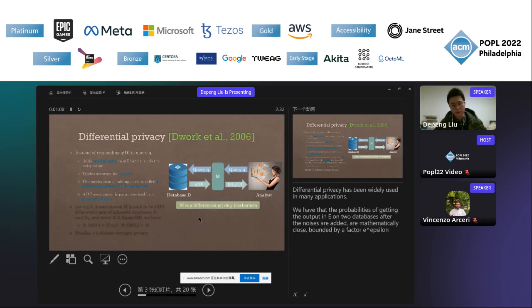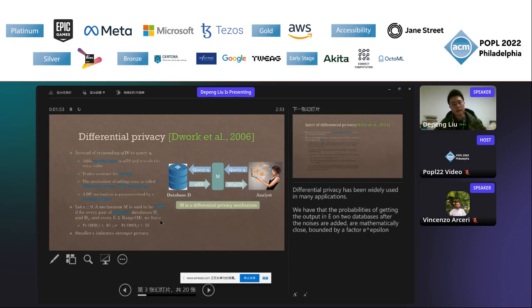Differential privacy is a technique which has been applied in many famous applications in the databases. Instead of responding Q(D) to query Q, it adds random noise to Q(D) and reveals the noisy value, M(Q(D)), to the analyst. So it's a technique that actually trades accuracy for privacy. And the mechanism here of adding noise is called a differential privacy mechanism. This DP mechanism is usually parameterized by a privacy budget epsilon.